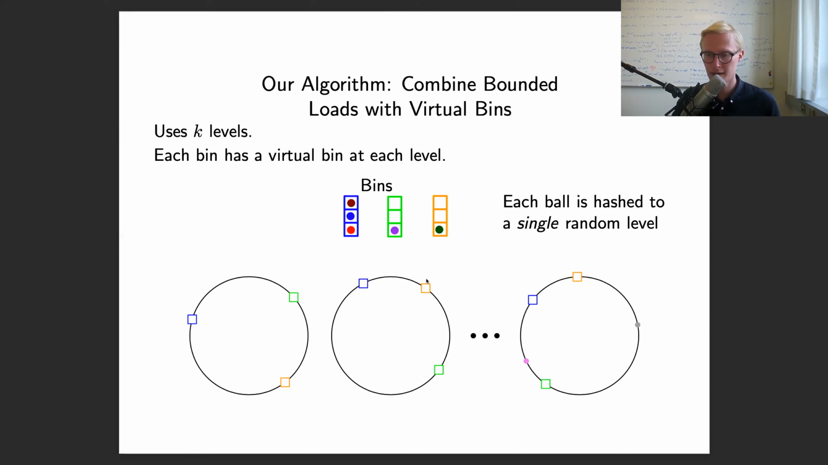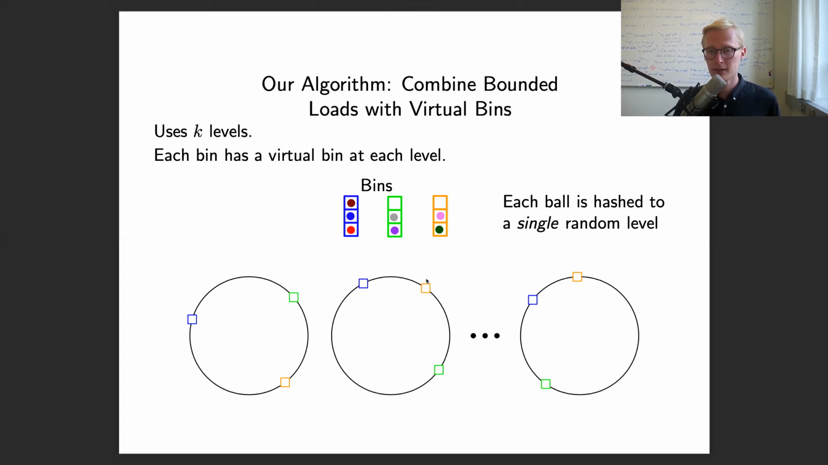But then on the final level, something more interesting happens, and that is the pink ball gets forwarded to the blue virtual bin, which is full, and then we have to continue forwarding it on that level to this orange virtual bin where it gets placed. And the gray ball would get into the green bin and virtual bin, and that bin is actually not full.